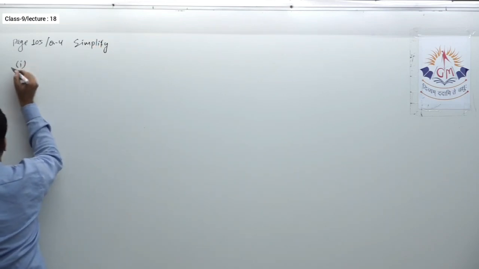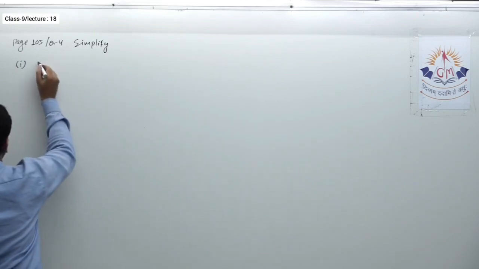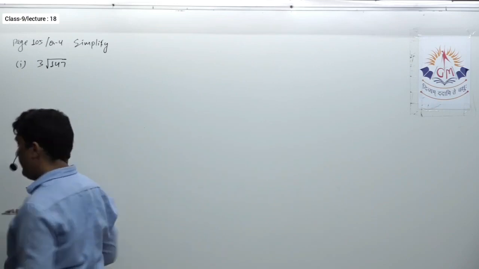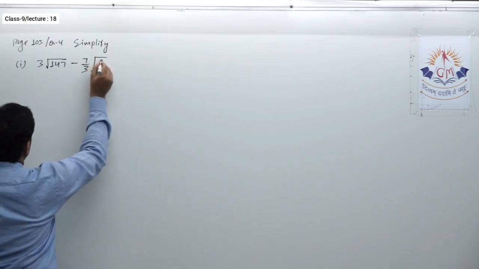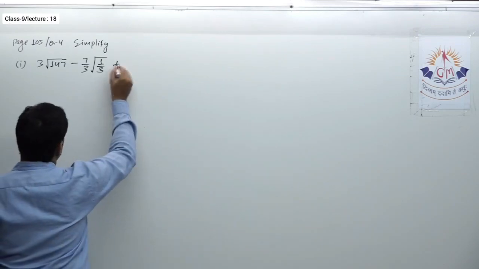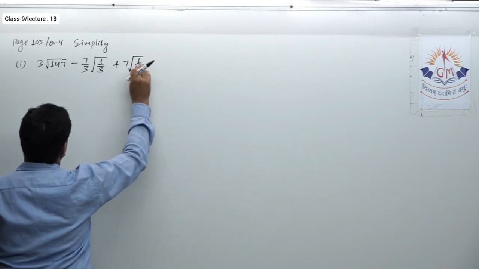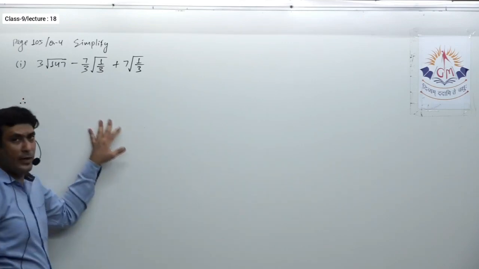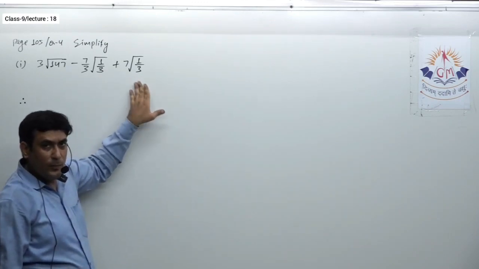In this first one, it is 3 root 147 minus 7 upon 3 root 3 plus 7 upon root 3. So we have to simplify this. We solved this type of sum in our last lecture as well. Here the denominator is irrational, so the very first thing we have to do is make it rational.